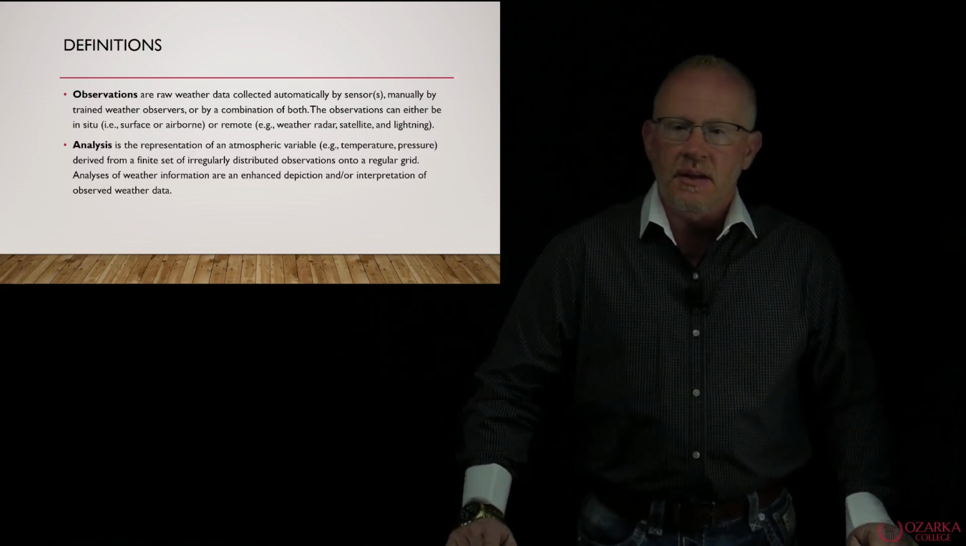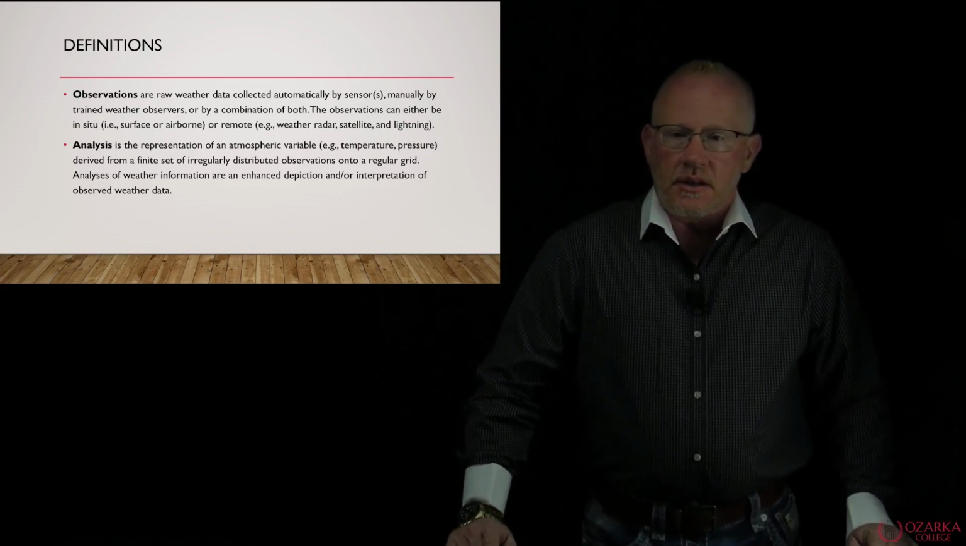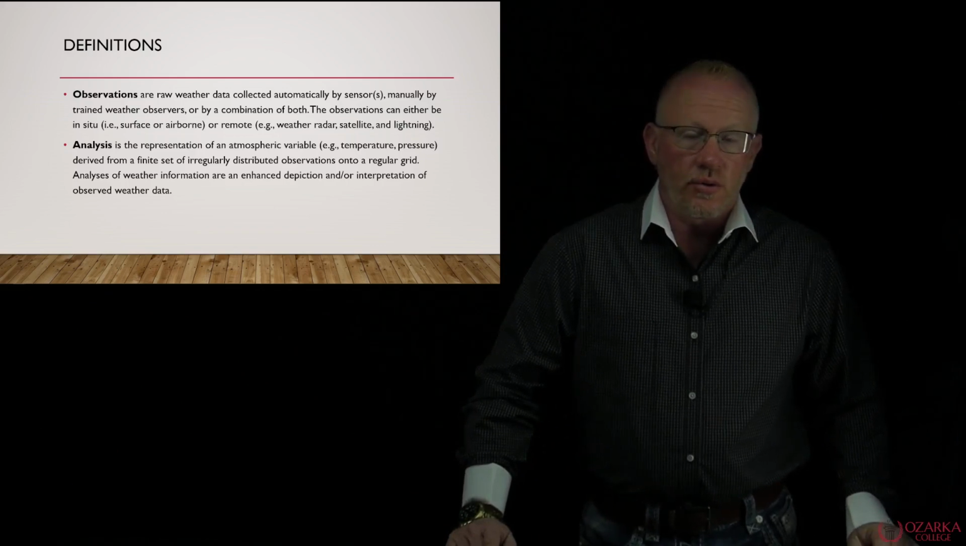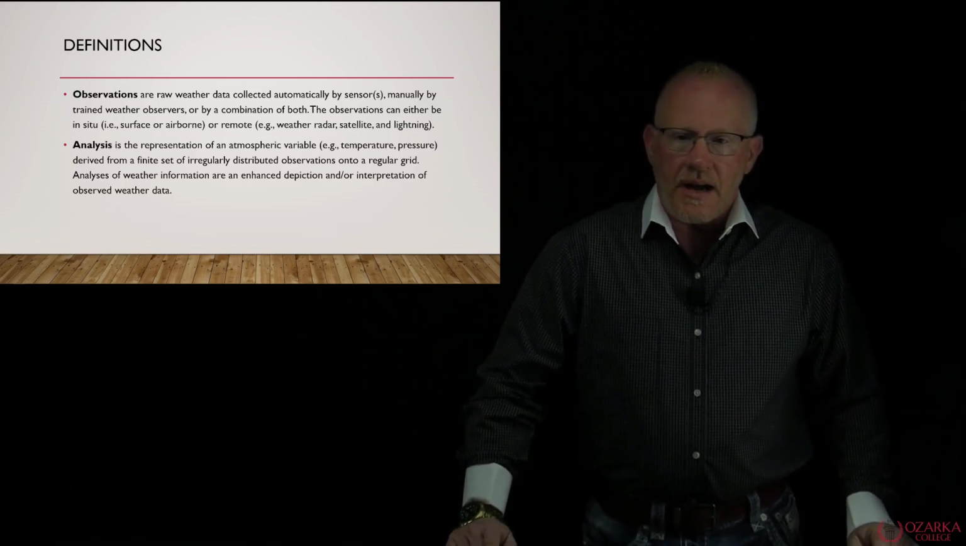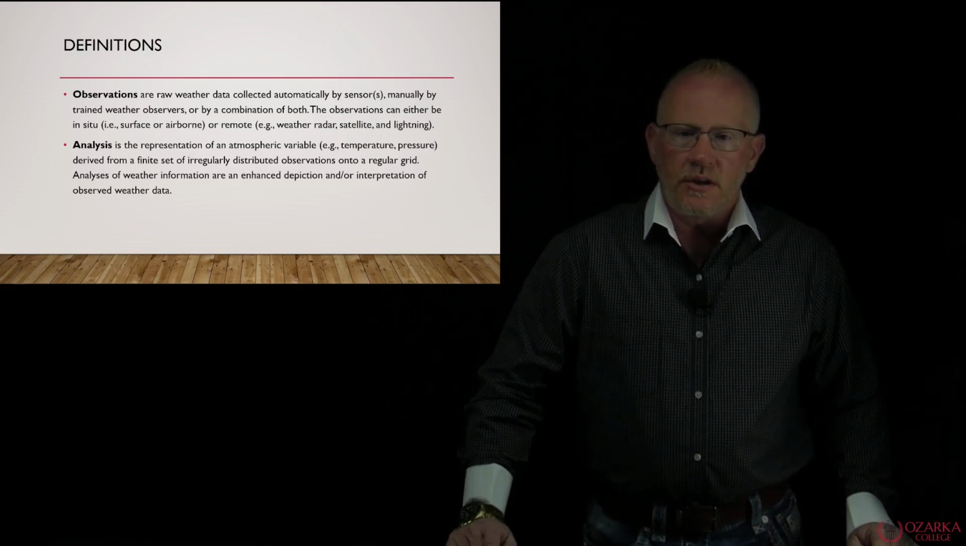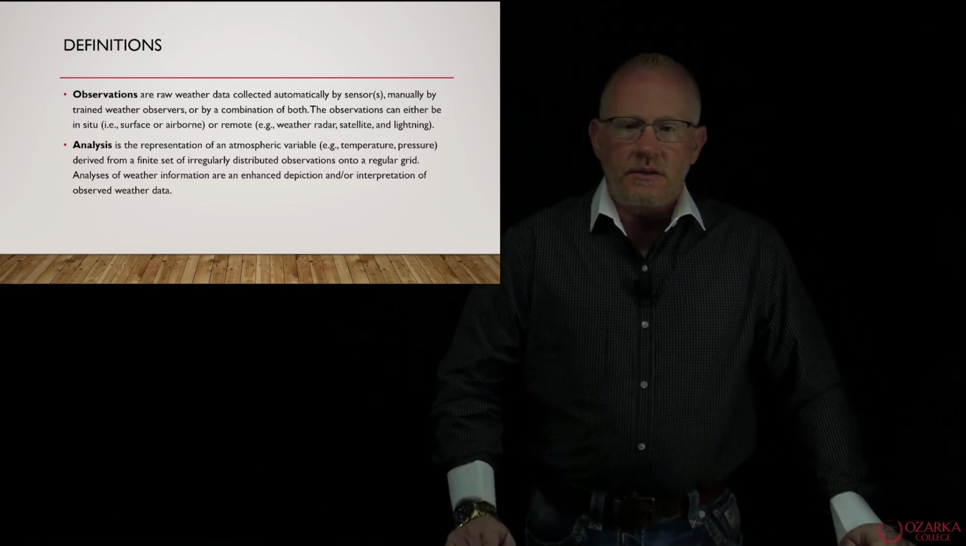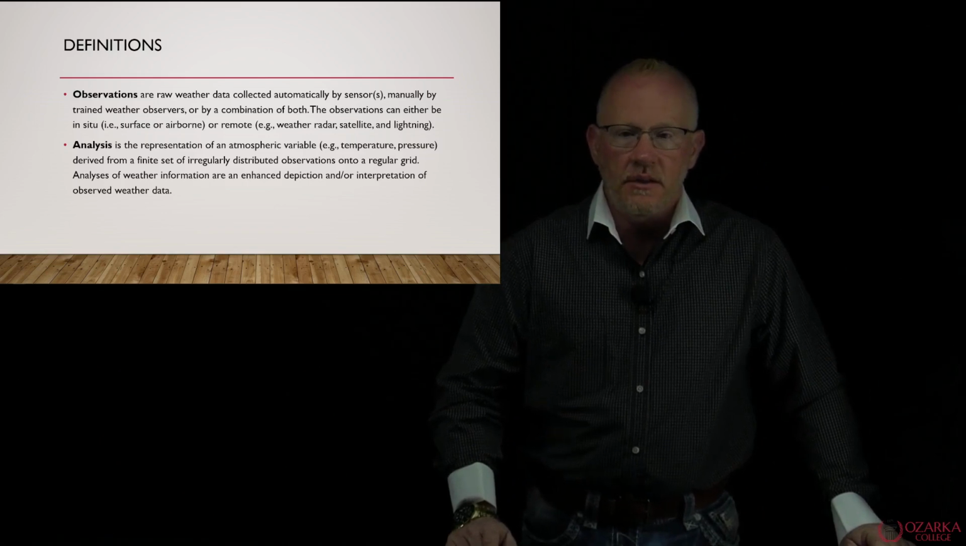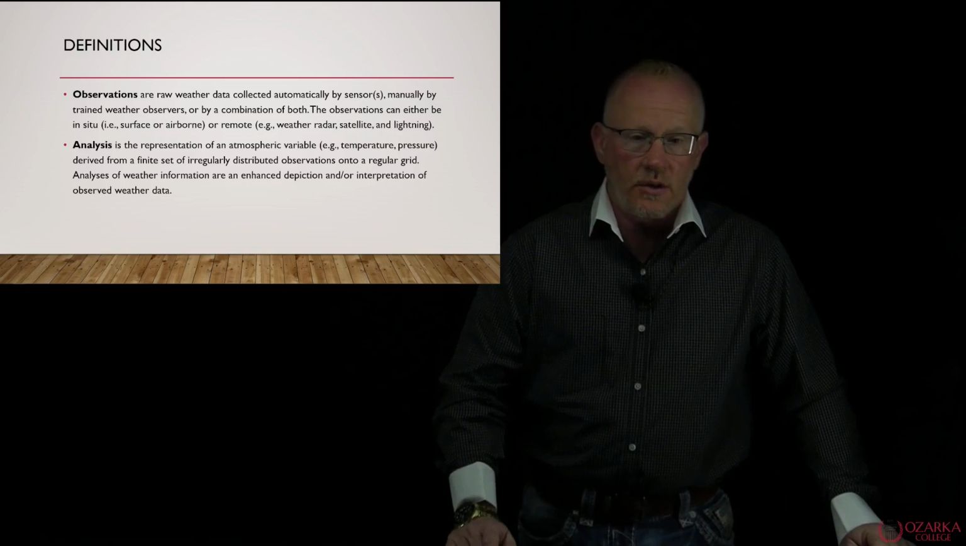Now, analysis is a representation of an atmospheric variable, i.e. temperature or pressure, derived from a finite set of irregularly distributed observations onto a regular grid. Analyses of weather information are enhanced depictions and/or interpretations of observed weather data.